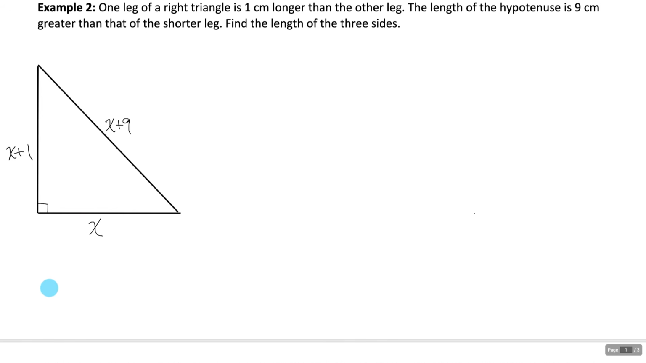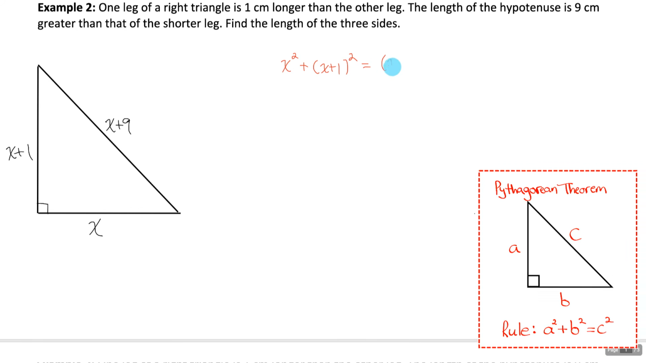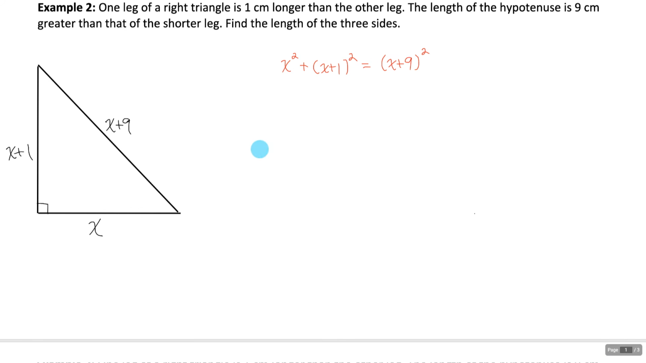If I'm going to be able to solve for x, you need to remember the relationship between the three sides in any right triangle. Pythagorean theorem tells us that the sum of the squares of the shorter two legs is equal to the square of the longest side, the hypotenuse. If I set up my equation, I could say that x squared plus (x plus 1) squared is equal to (x plus 9) squared. And then from here, it's just a matter of solving for x. I notice that it's going to be a quadratic equation, so I'm going to have to expand all of this, collect all my like terms, set it to 0, and then solve.